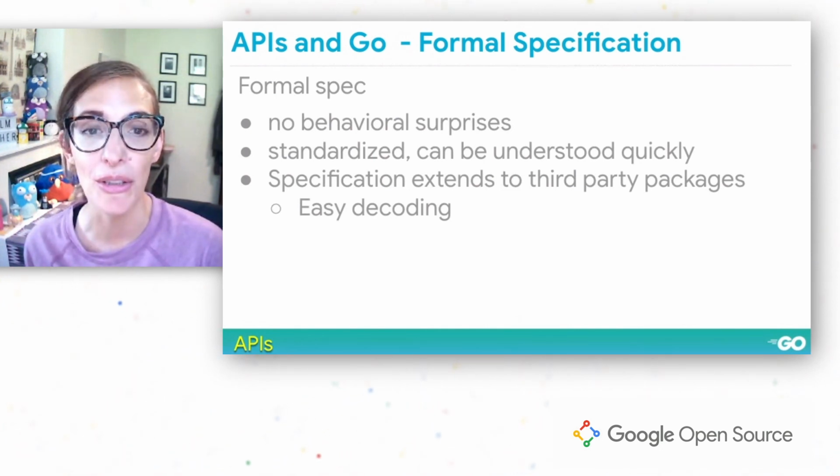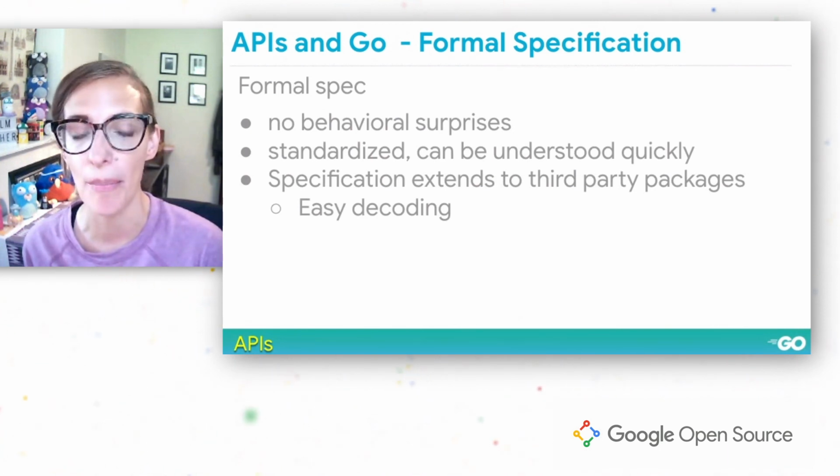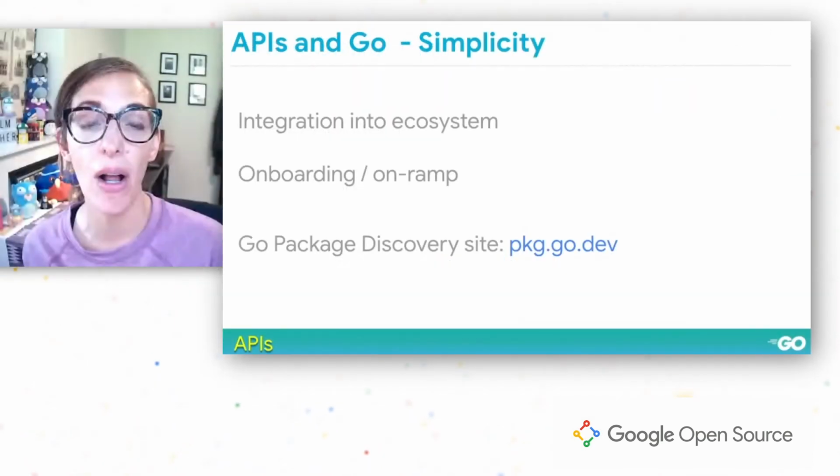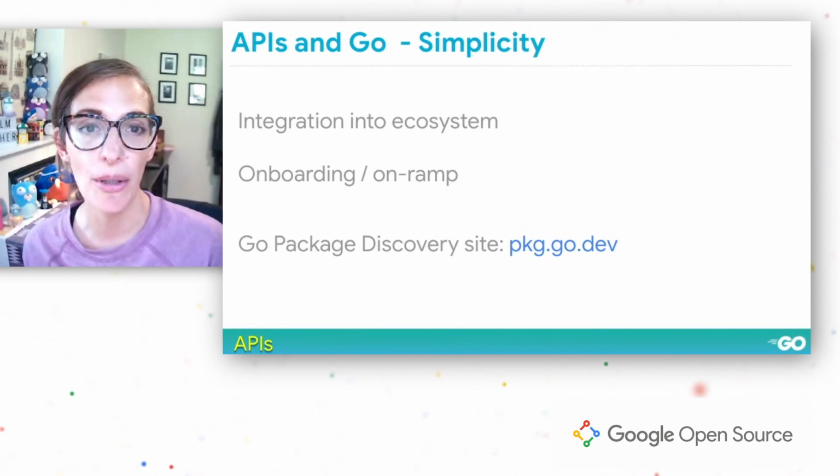This specification or spec extends to decoding third-party or non-standard library packages. Speaking of third-party packages, Go is simple enough that if you want to find out what's really going on in some unfamiliar code base, you can. And often that's by inspecting the code itself. This simplicity allows for quick building all over the Go ecosystem. With the Go package discovery site, which you'll learn about in the Go ecosystem session, finding which packages and APIs are best for the job is easy and an almost trivial task.